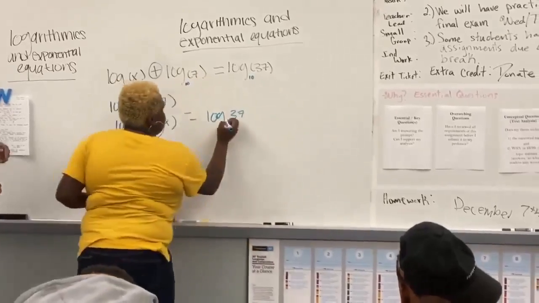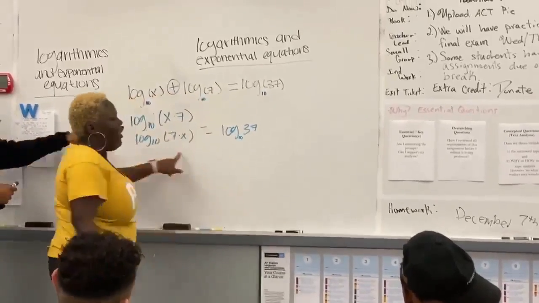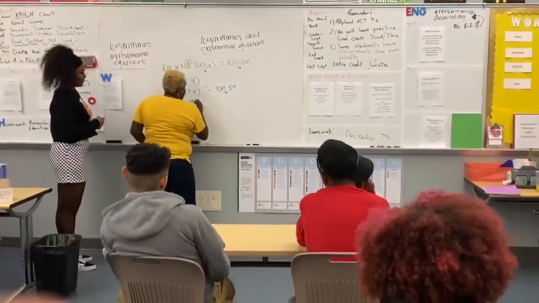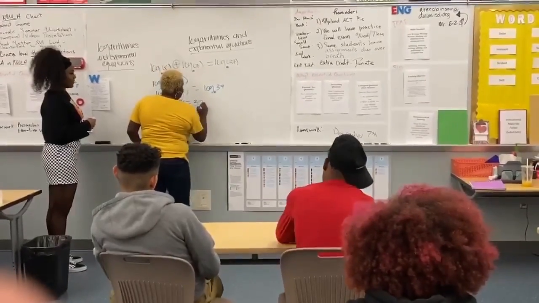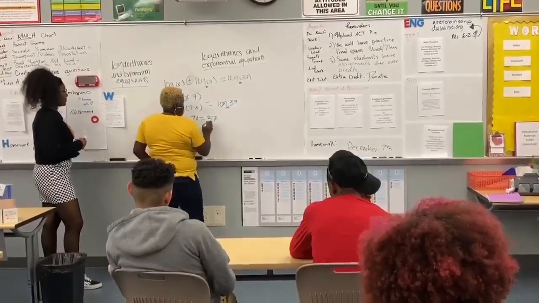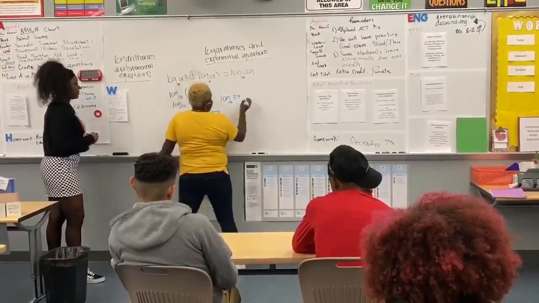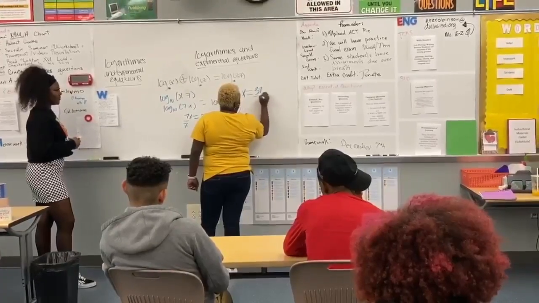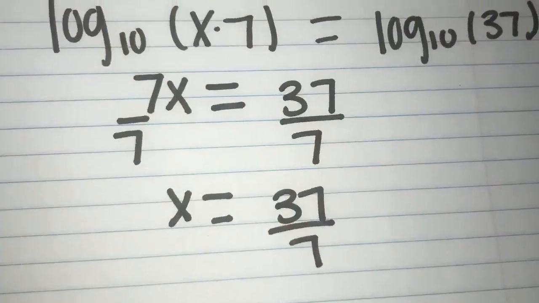Since our bases are equal to each other, we can set the insides equal to each other. So now we have 7x equals 37. Now you will divide by 7 on each side to get x. And that leaves our answer with x equals 37 over 7.